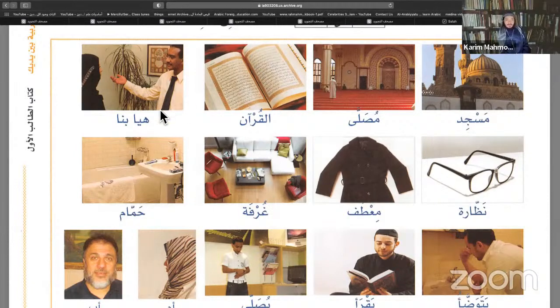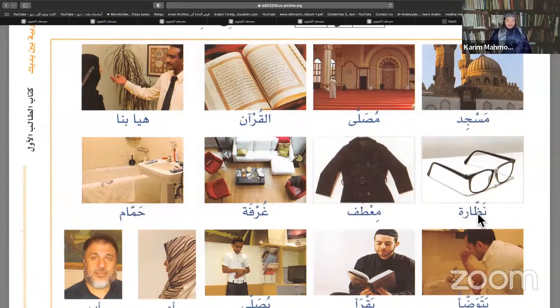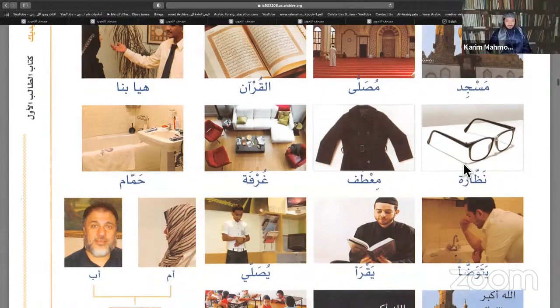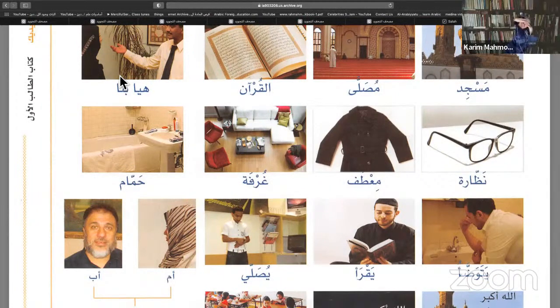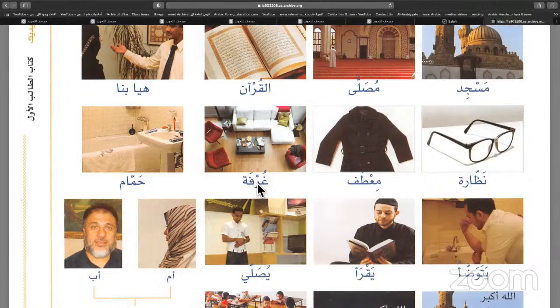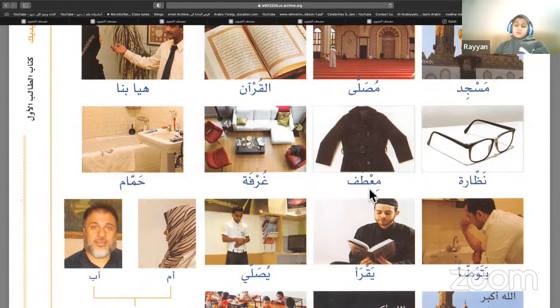Hayya bina means? Let's go. Nadhara, say it. Nadhara. What does it mean? Glasses. Hayya bina, say it. Hayya bina means? Let's go. All right. غرفة. غرفة means? Room.